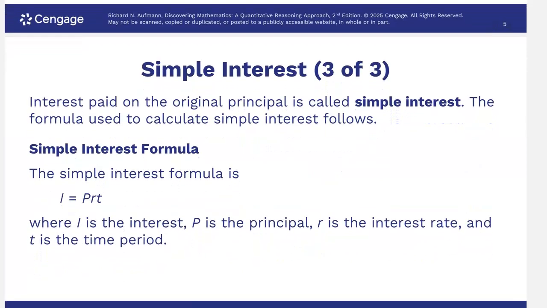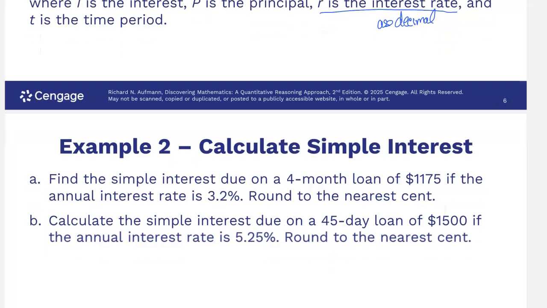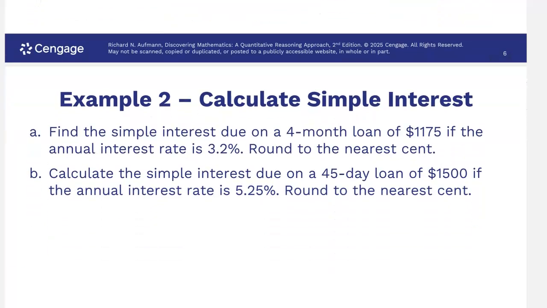With simple interest, interest is equal to principal times the rate times the time. So I is the interest, P is the principal, R is the interest rate, and you want to write this as a decimal, and then T is your time period. So let's look at a few examples.